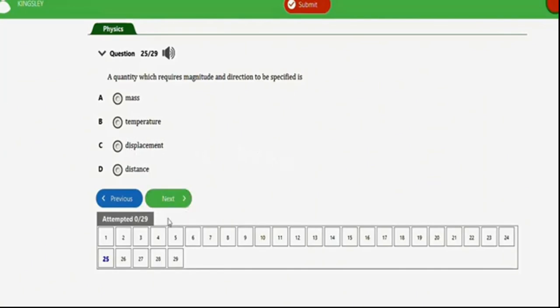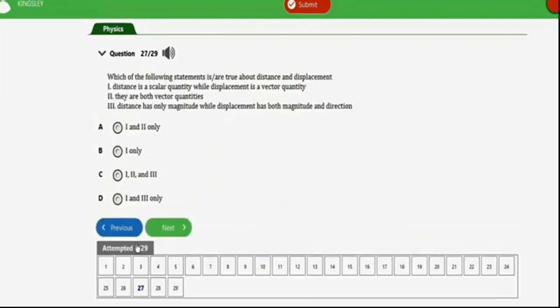The next repeated question will be this one. It says which of the following statements are true about distance and displacement? Distance is a scalar quantity while displacement is a vector quantity. That's right. They are both vector quantities. That's wrong. Distance has only magnitude while displacement has both magnitude and direction. That's correct. So I and III are correct options. So from that, the right option here will be option D, which is I and III only.